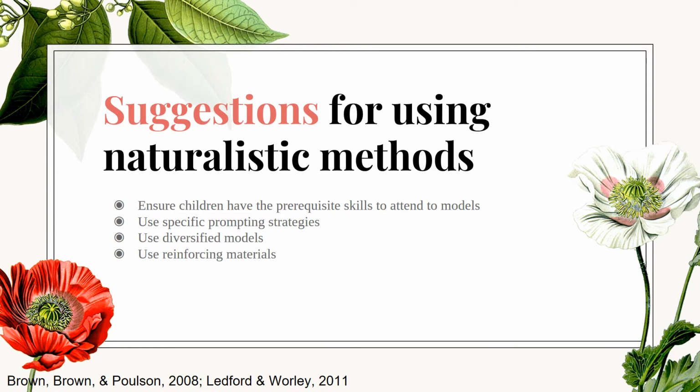So here are some suggestions in order to have the best methods of teaching imitation as possible. Ensure that children have the prerequisite skills to attend to models. Again, naturalistic settings have a lot of things going on, so making sure that a child is able to even understand who or what they're supposed to imitate is very important. Use specific prompting strategies. That's just making sure that the child knows what you mean when you're prompting them.